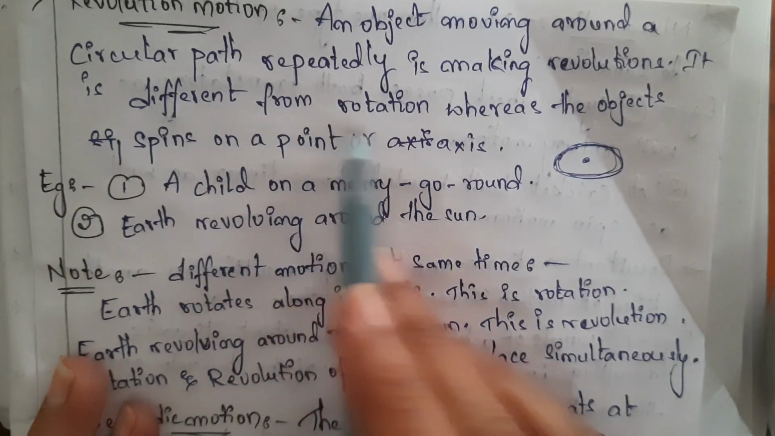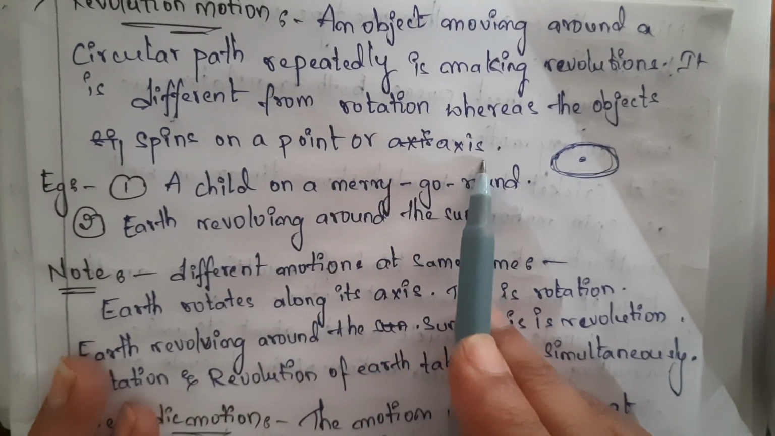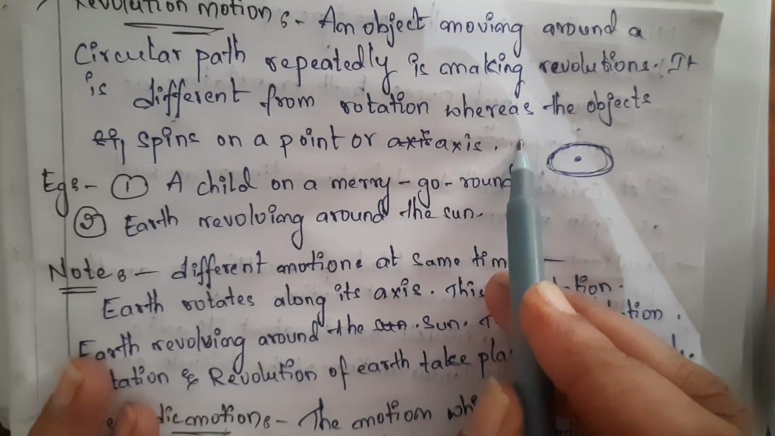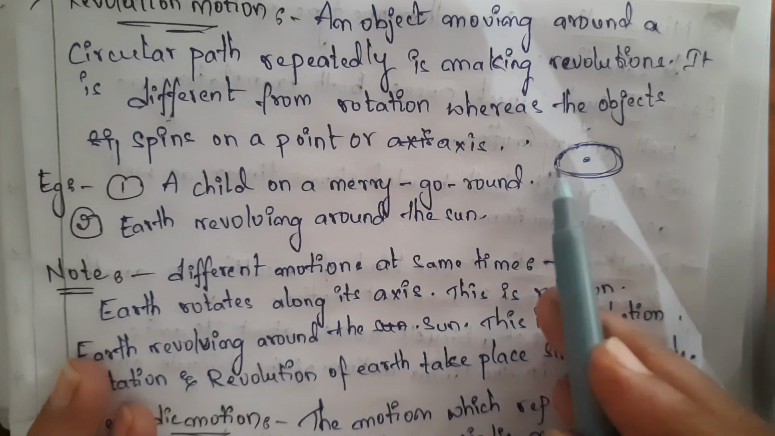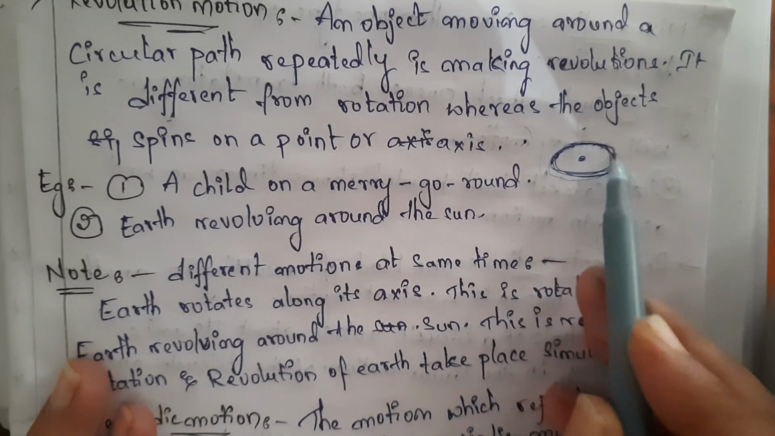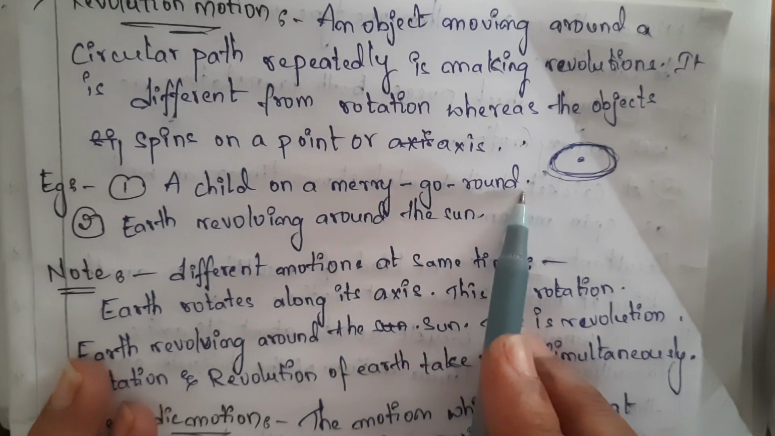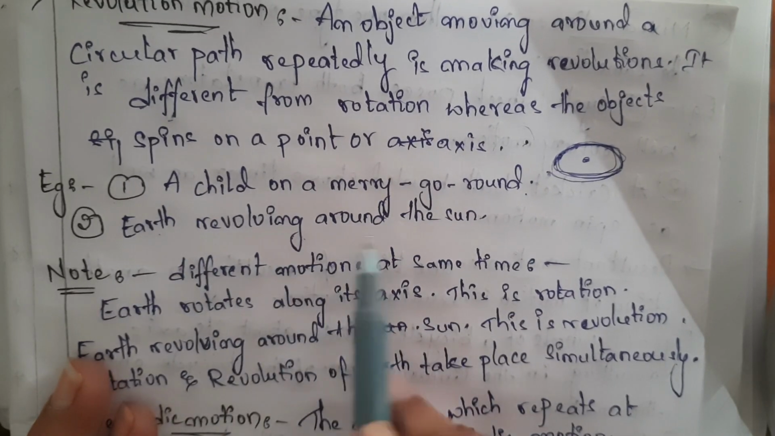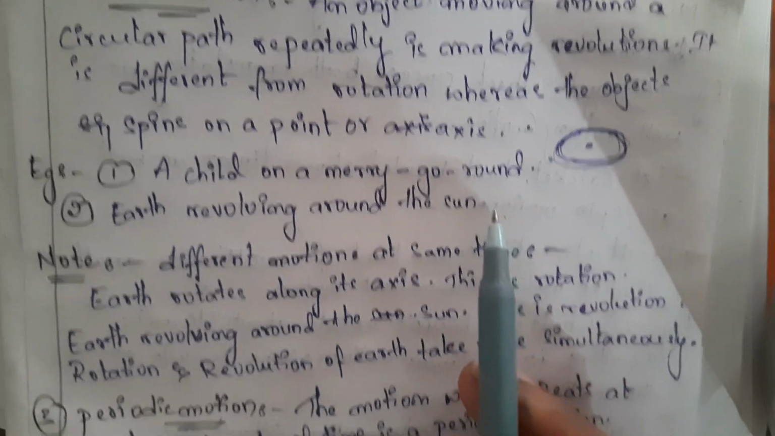It is different from rotation, whereas the object spins on a point or axis. What was rotation? I told you the object will be moving at only one point by itself. It is moving around itself. Whereas in revolution, it is moving around another object. Example, a child on a merry-go-round, or earth revolving around the sun. So these are examples of revolution.